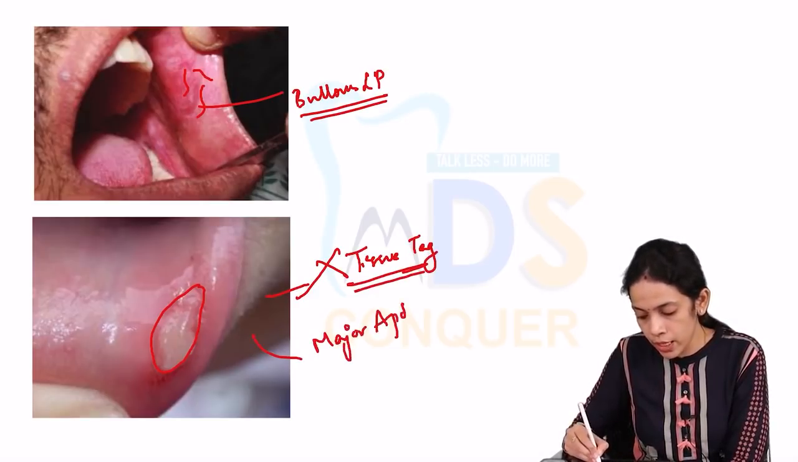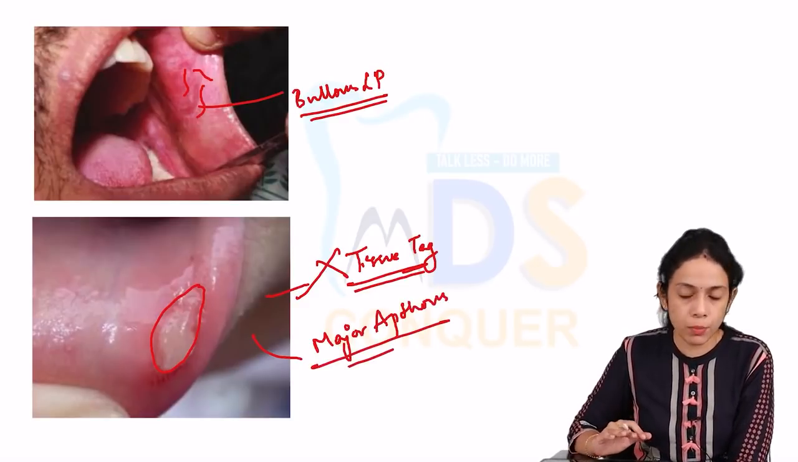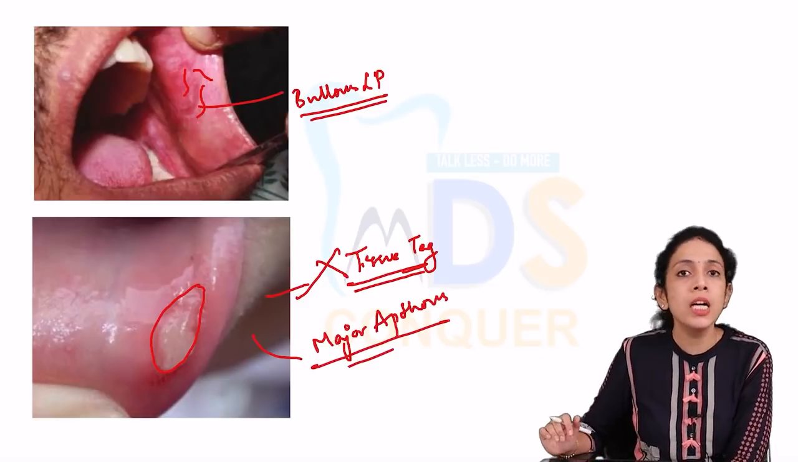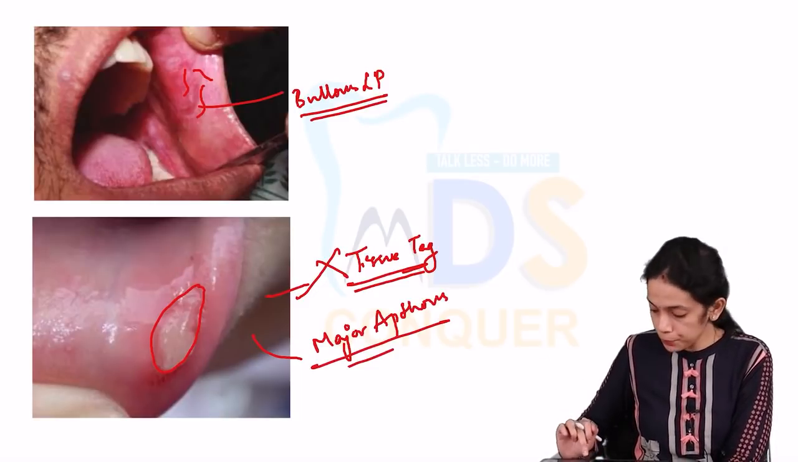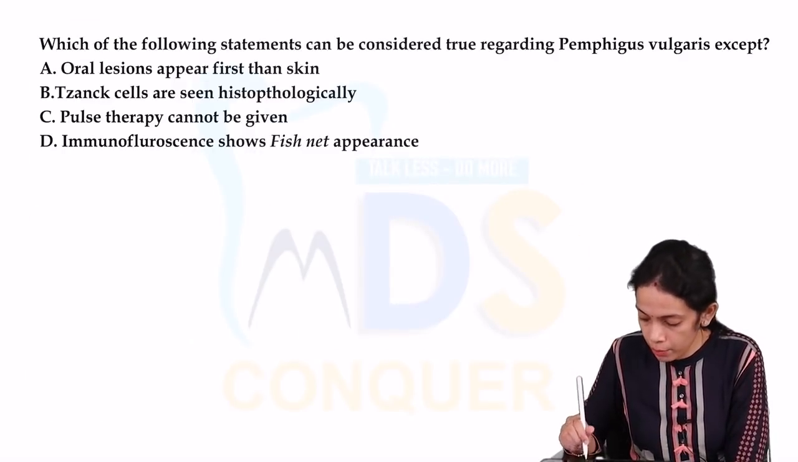So this is how the other options which I have given look. Just have a look at the pictures posted. You will get a good idea of how to differentiate pemphigus vulgaris from the other diseases. Okay, so next, one more question related to the same pemphigus vulgaris.